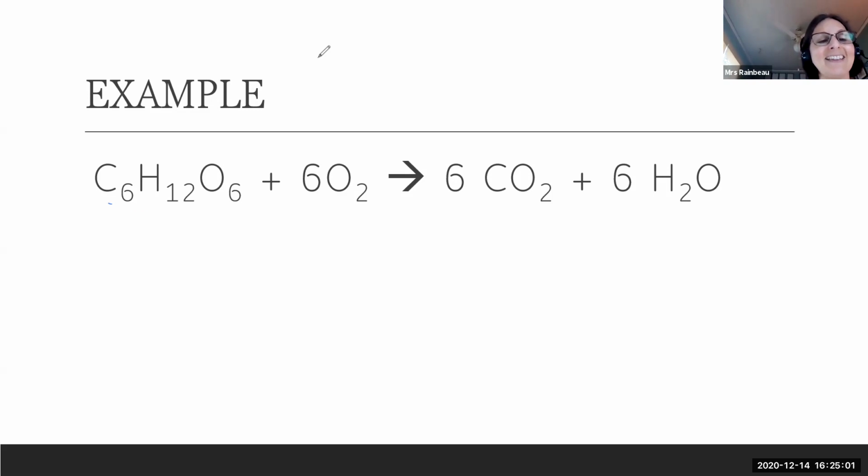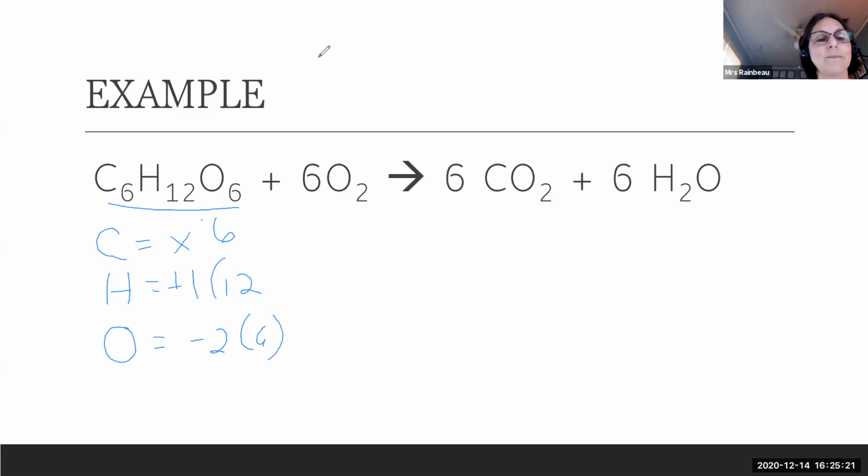So we have this element right here, glucose, and we have carbon, hydrogen, and oxygen. Oxygen we know is -2 and there's 6 of them. Hydrogen, we know, is +1, and there's 12 of them. Carbon, we're not really sure, and there's 6 of them. The carbon should probably be in the middle, right? But it's not. So anyway, we're going to solve this.